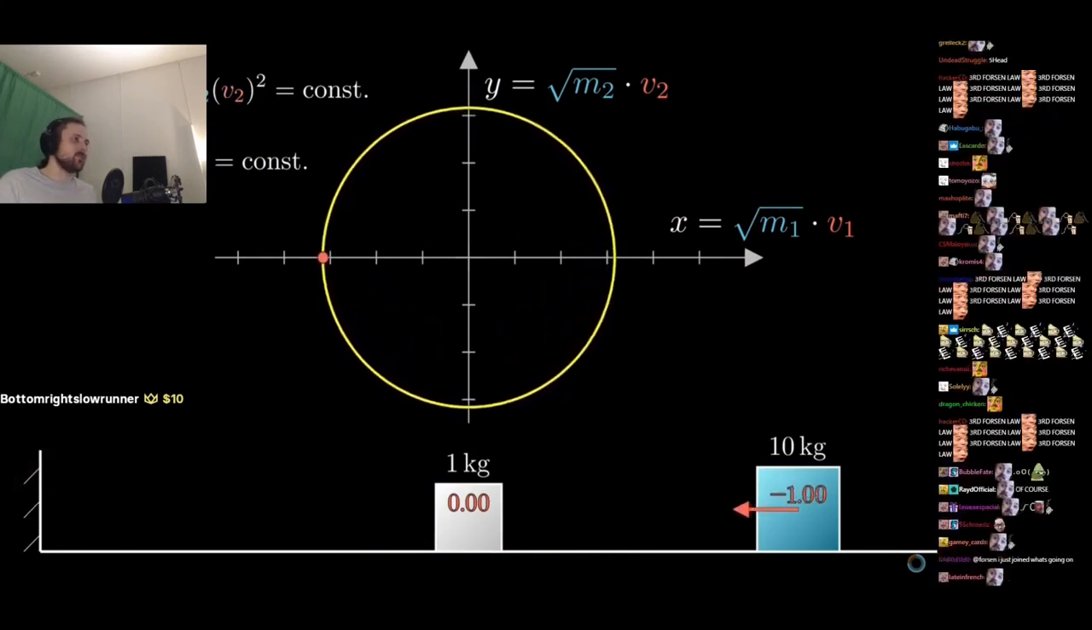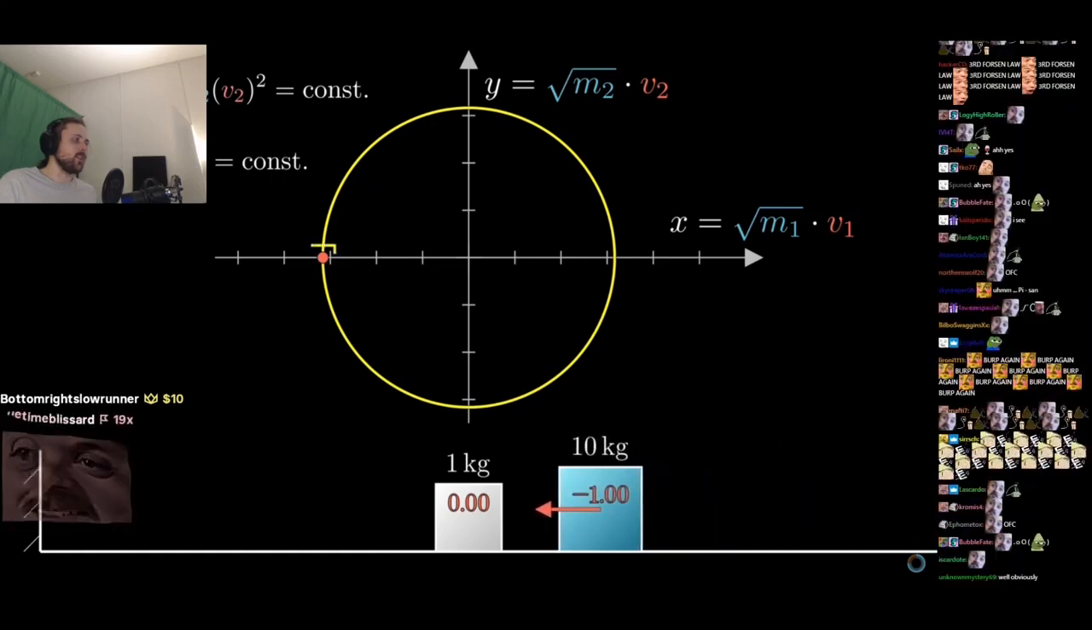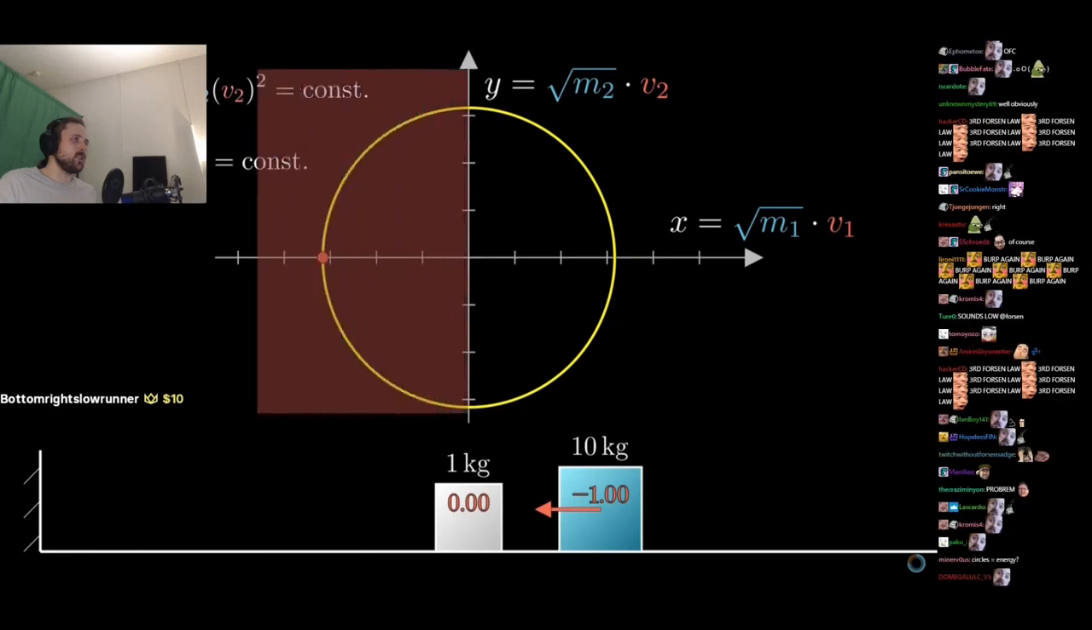At the beginning, when the first block is sliding to the left and the second one is stationary, we're at the leftmost point on the circle, right? Where the x-coordinate is negative.